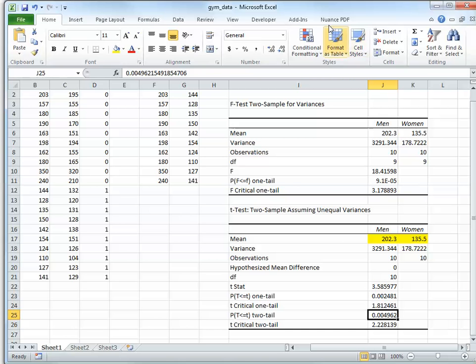So the result hasn't changed. We would still go back to the same result that we had before, and that is that the men, on average, weigh more than the women, and the business decision is that there is a statistical difference between men and women, and that there should be something done to allow for or account for these differences.